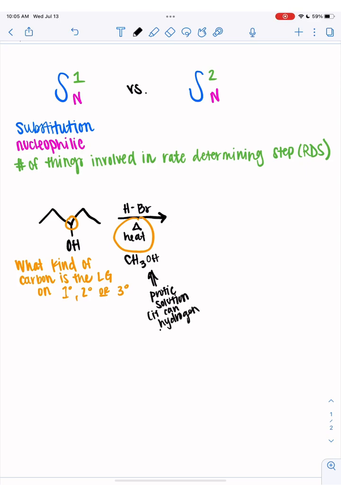The carbocation will form in an SN1 reaction because there's only one thing, one molecule in the rate-determining step. And that single molecule in the rate-determining step is this pentan-3-ol that we're working with. So it will help stabilize the carbocation and a carbocation will form.